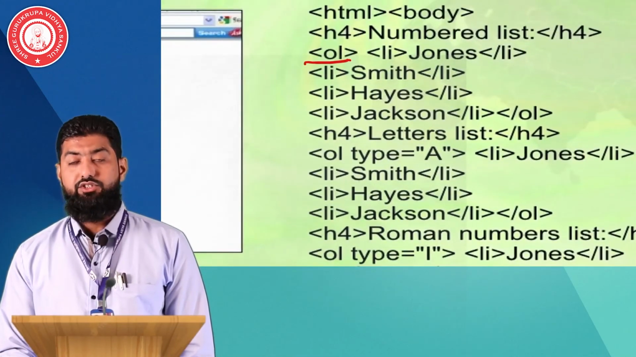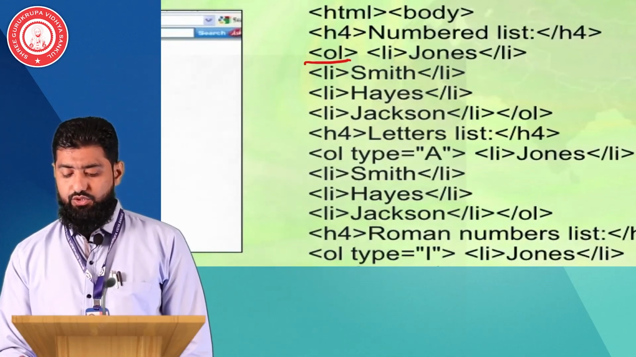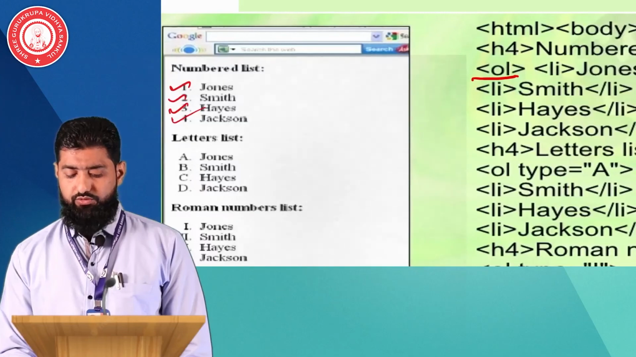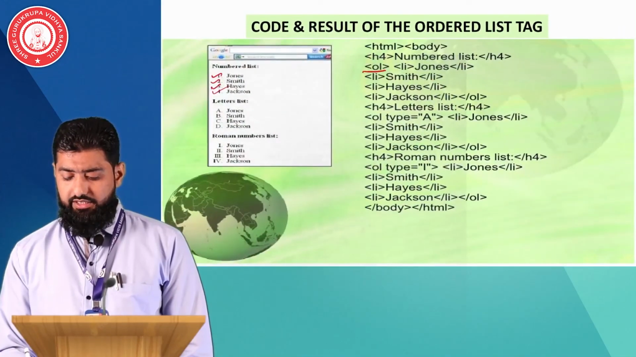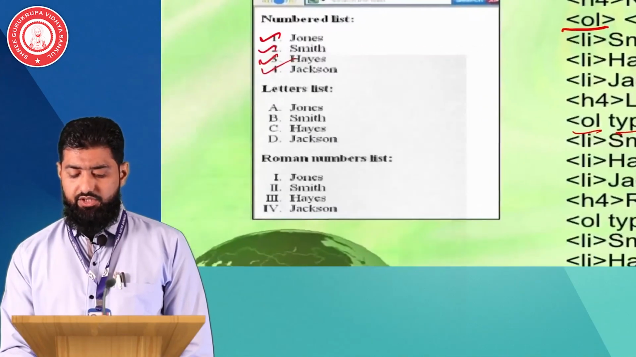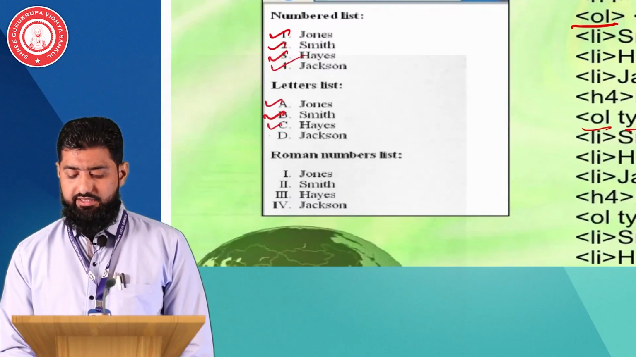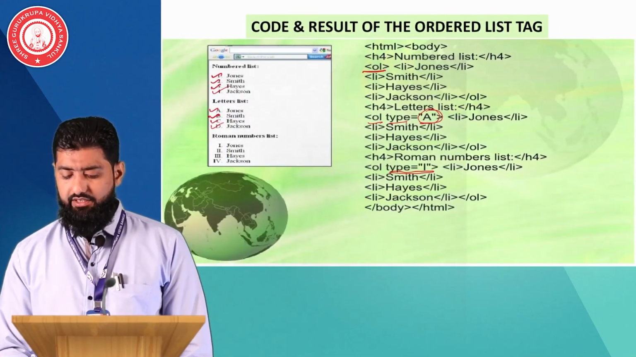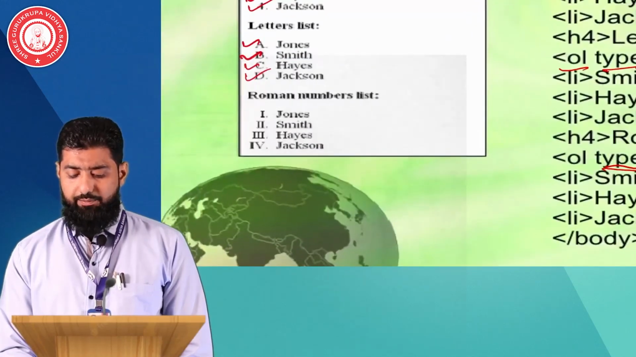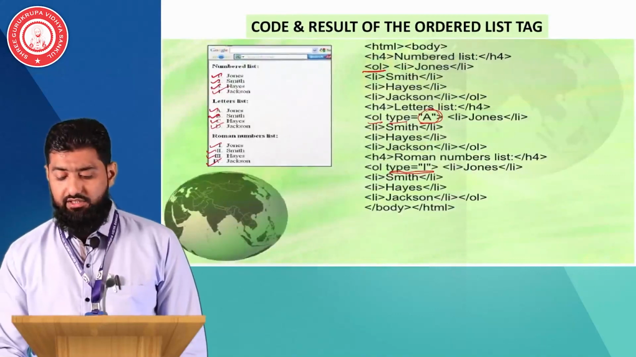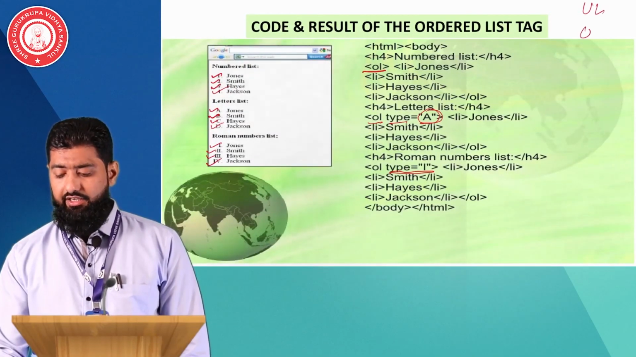In the first OL, nothing is mentioned in type. So by default it will show 1, 2, 3, 4. But in the second OL, as the type value we use A. It will show A, B, C, D. And in the third one we use capital I to mention capital Roman numbers. So these are the UL tag and OL tag.